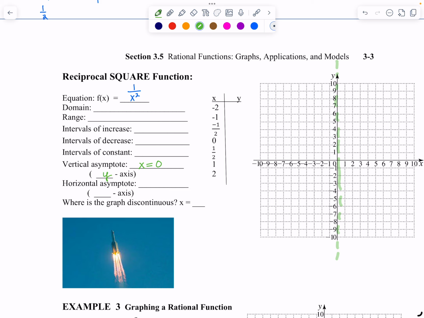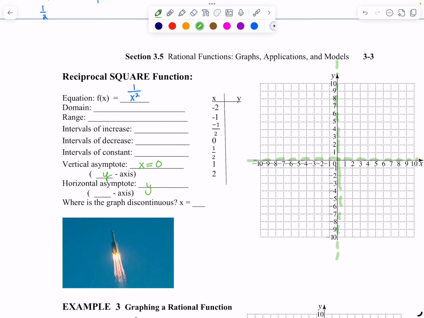The horizontal asymptote, again, I've got 1 slice of pizza. So that's never going to be 0. So I'm going to have y equals 0 as my horizontal asymptote. So that's my x-axis.